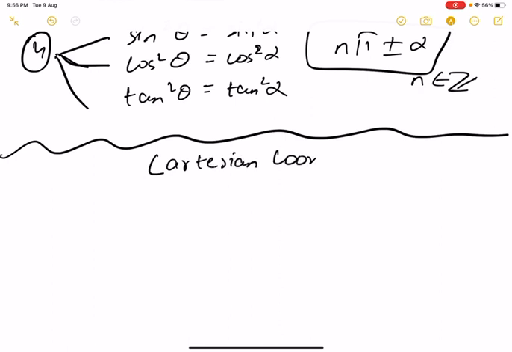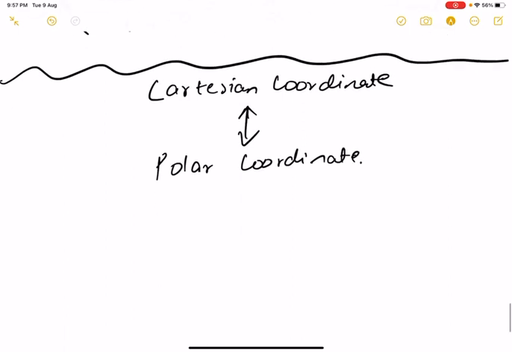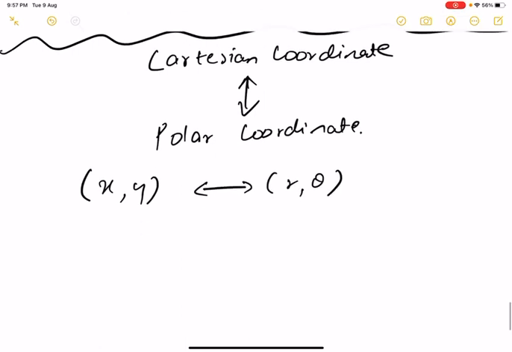Cartesian coordinate conversion, both ways, like convert polar to Cartesian or convert Cartesian to polar coordinate. So Cartesian coordinates means you have your x, y, and polar coordinate means you have your r and theta. So how will you convert the relation?